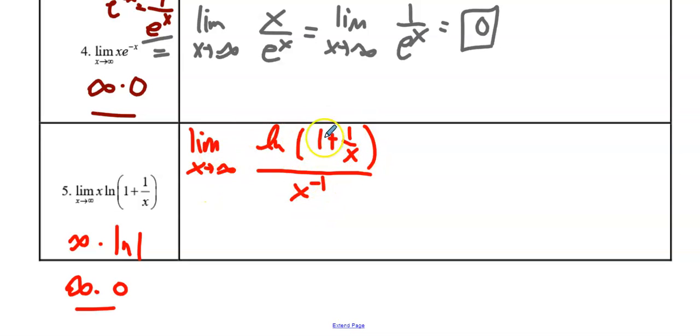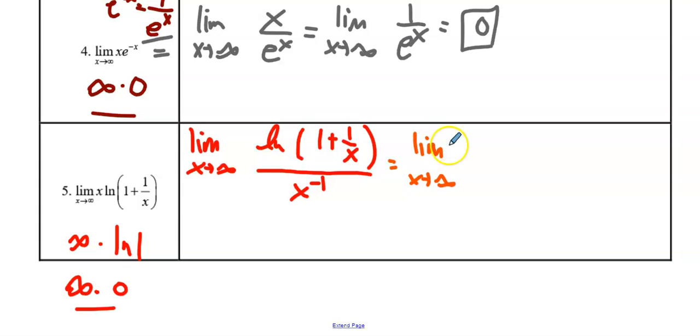And so if I plug in infinity, I'm going to get 0 on the top, and I'm going to get 0 on the bottom, right? Because 1 over infinity is 0. So the natural log of 1 is 0. And the limit as x approaches infinity of 1 over x is also 0. So we're going to now take the derivative of these. So we're going to go ahead and do the limit as x approaches infinity.